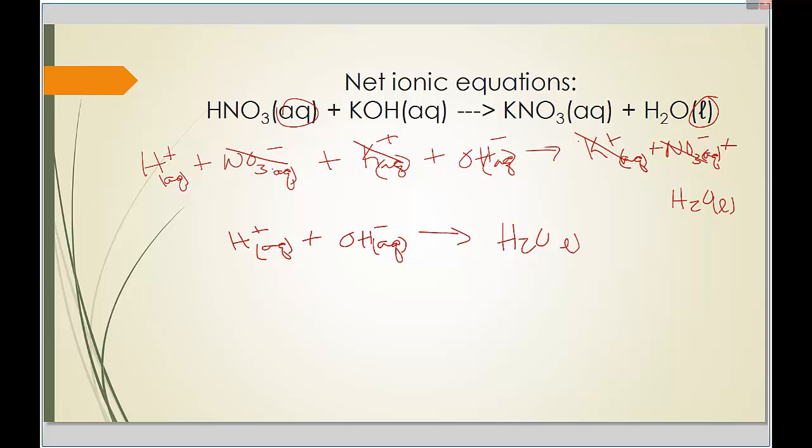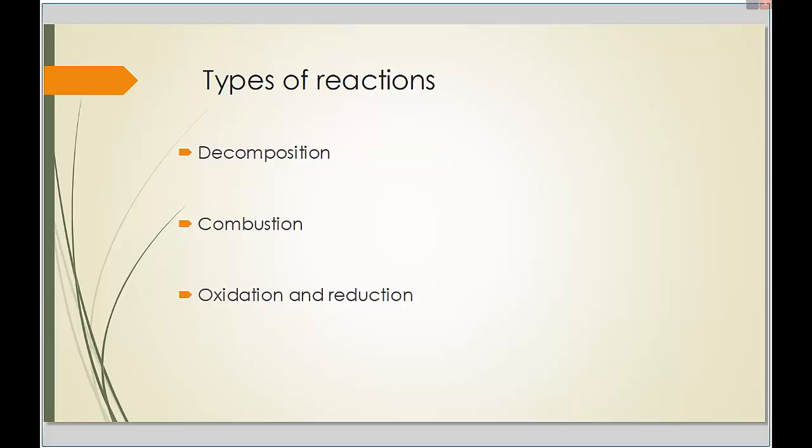Alright, so the other types of reactions, we have decomposition. So that means we have one thing on the left, and then it gets broken down into different things on the right. So, if you have only one thing on the left, it's decomposition. If you have one thing on the right, it's combination.